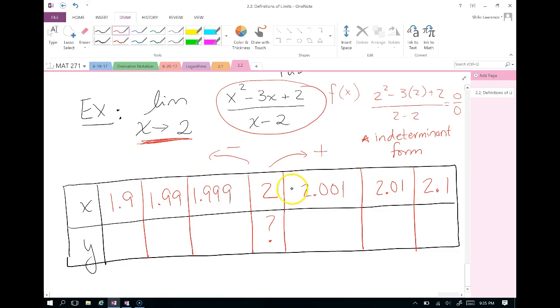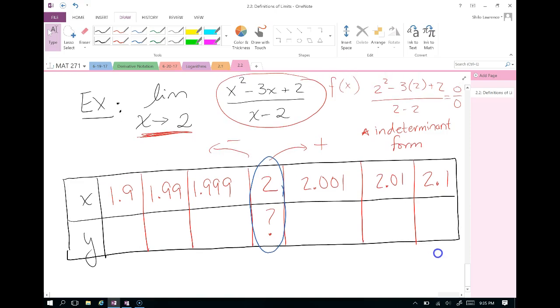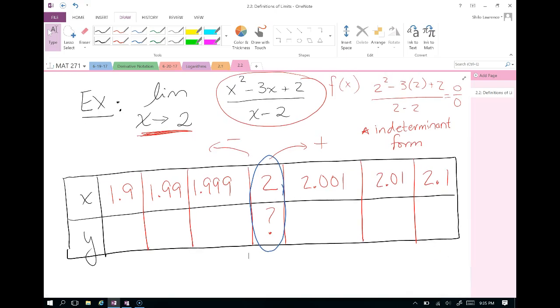So I've got some values really close to 2 here, and I want to know what this function is doing at values really close to 2. And maybe we can look at the pattern in those values in order to make a prediction at what is happening at 2. So this is where we have a lot of little tedious computation work to do, or we can go to our calculator.